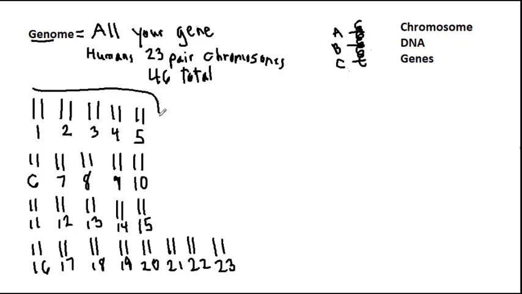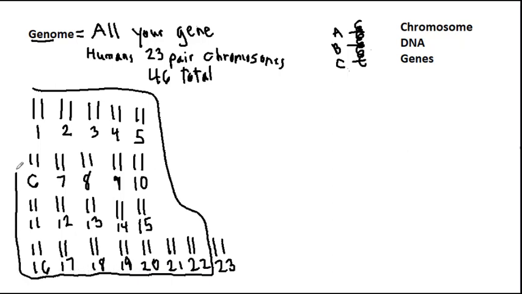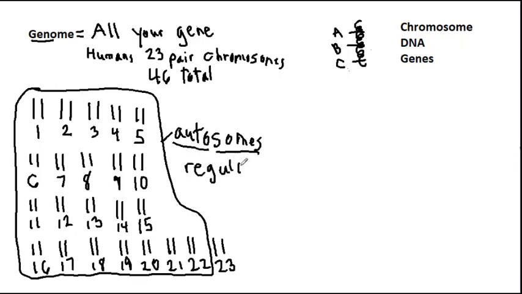All of these chromosomes are pretty similar. We call these autosomes. Auto means regular or ordinary, and soma means body. So these are your regular body genes. The genes are on the chromosomes, and these are the genes that code for all the traits in your body. So your eye color, your hair color.